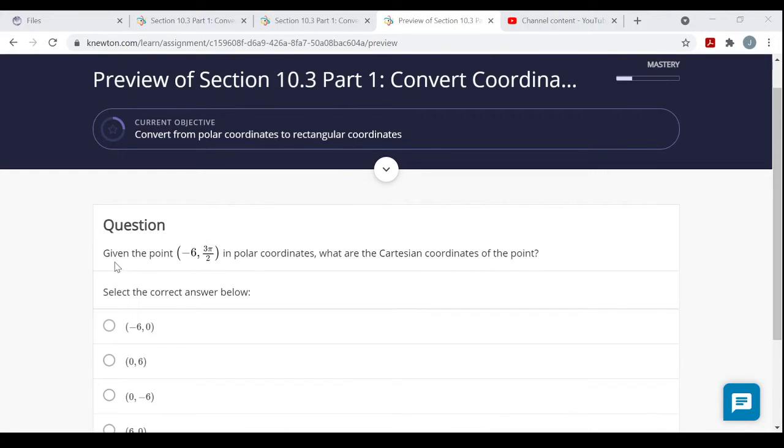We're given a point in polar coordinates, so this is an r value and a theta value. R is -6, theta is positive 3 pi over 2 radians. We're asked to convert this to its Cartesian coordinates, or rectangular coordinates, x and y. First I'm going to draw a picture of this. You don't need to draw a picture. There's a very simple conversion between polar and rectangular that we can use, but I'm going to draw a picture first.